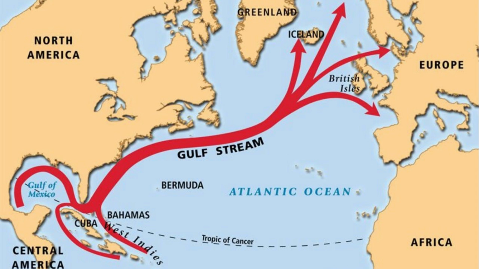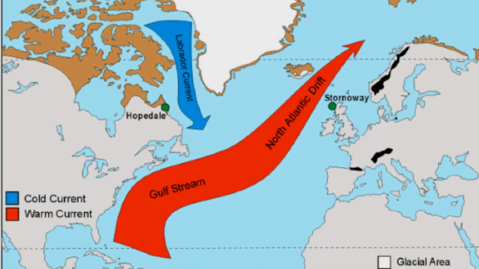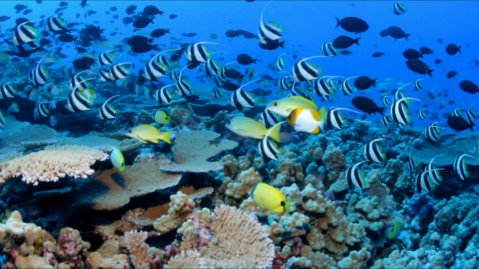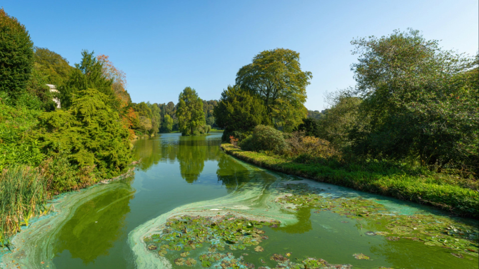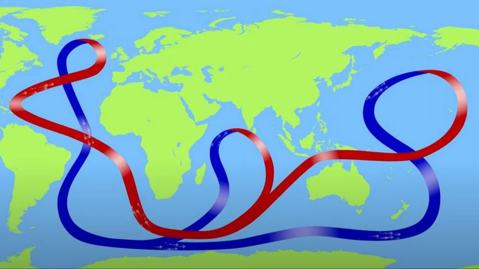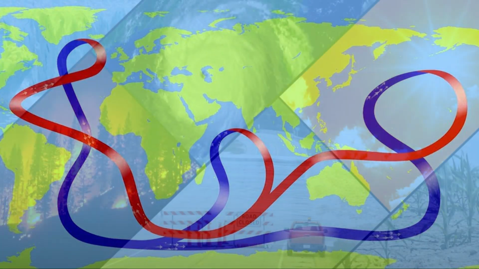Nutrient distribution. Ocean currents play a role in nutrient cycling by bringing nutrients from the deep ocean to the surface, upwelling, which supports marine life. Global climate change. Changes in ocean circulation, particularly in the thermohaline circulation, can have significant impacts on global climate, including shifting weather patterns, sea level rise, and temperature changes.